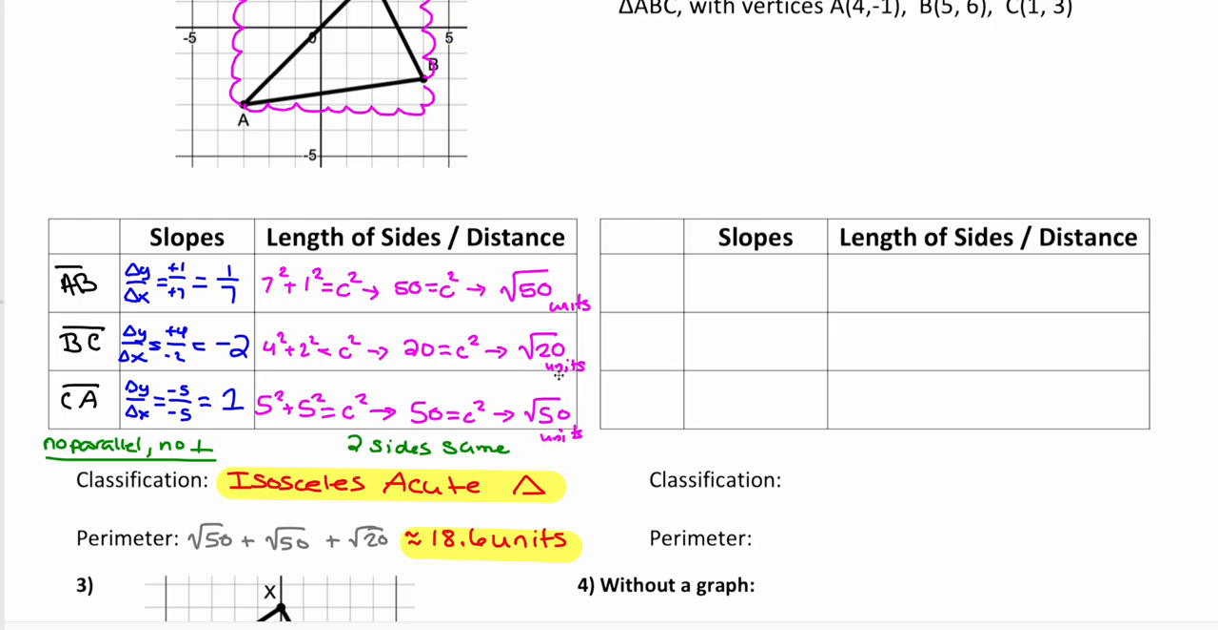And I did not want to use decimals until the very end of the problem because square root of 50 is an exact value. The decimal would be a rounded value, which would end up making my perimeter slightly off if I rounded ahead of time and then added and then rounded again.